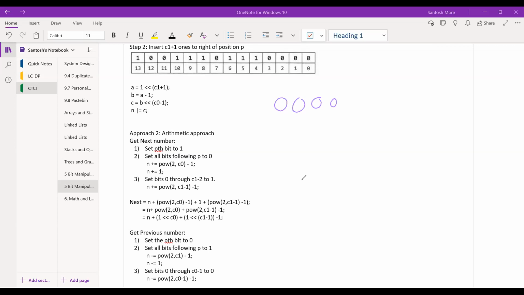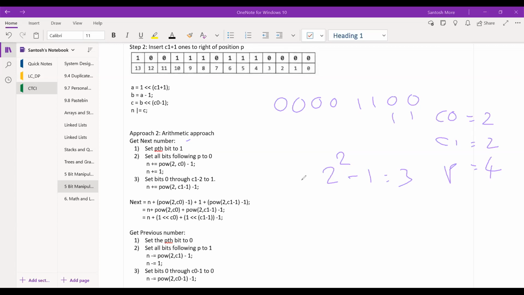If I have something like this, in this case my C0 is 2 and C1 is equal to 2, right? So I want to find the next number. What he's saying is my pth bit, which will be 4, is set to 1. How do I set that? C0 is 2, so 2 raised to 2 will be 4. 4 minus 1 will be 3, right? So he's saying that you use 3. This is arithmetic, so I just add 3.